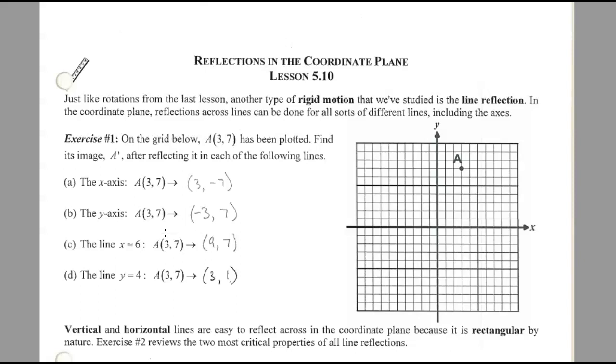Same concept with reflecting over y = 4. y = 4 is 3 units below the point (3, 7). And so if I'm traveling to it and through it, it's going to be 3 units on the other side of the line, and that's where I'm at (3, 1).